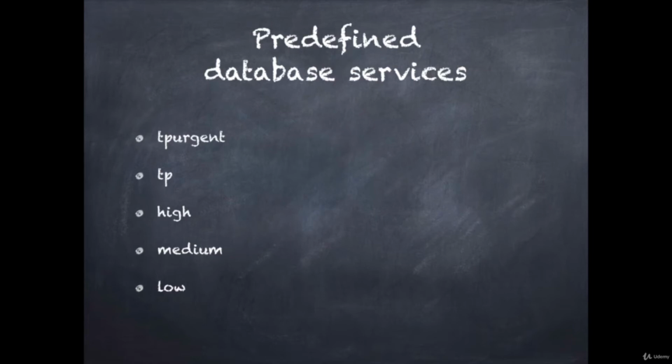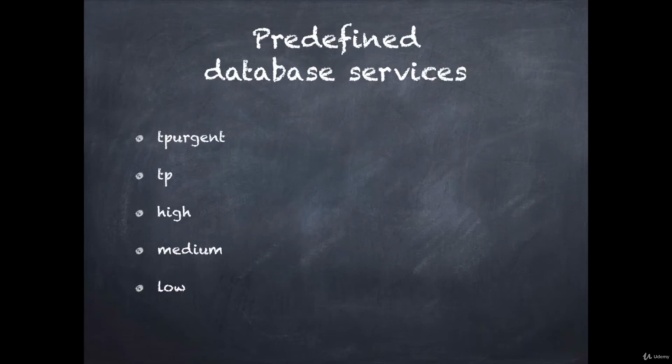I'm going to go a bit onto each of them so you are aware of what the implications are. The first one, TP Urgent, is the highest priority application connection service. This is for time-critical transaction processing operations. It is important to know that this connection service supports manual parallelism. Then we go on to TP. This is a typical application connection service for transaction processing operations. This connection service does not run with parallelism.